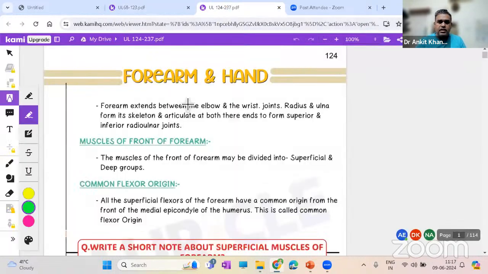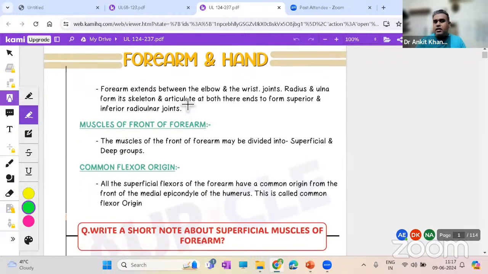Okay, next we come to the topic of forearm and hand. We have seen some nerves and vessels. Let's come to forearm and hand. The forearm lies between the elbow and the wrist. So it's very basic. Arm is from shoulder to elbow, and from elbow to the wrist, we have the forearm. This region is the hand region.